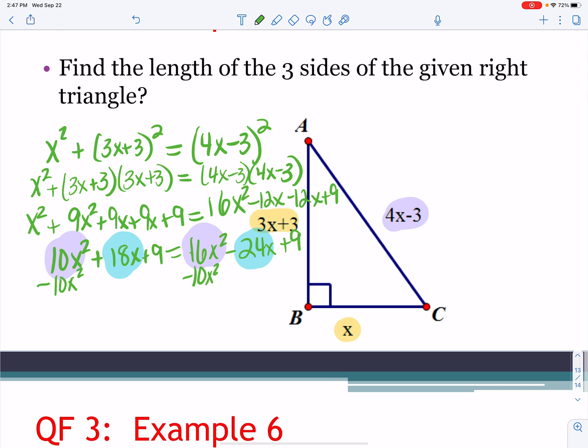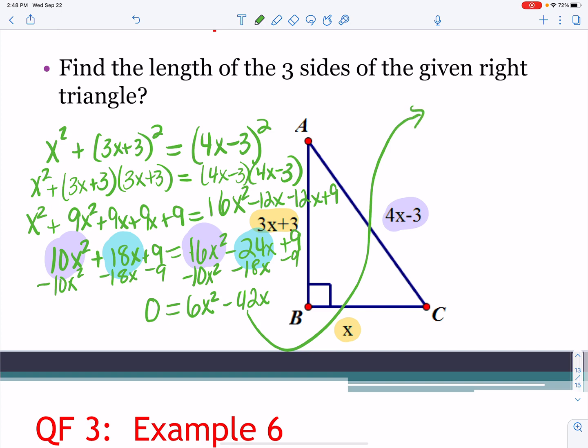So I'm going to minus 10x squared, and that gives me 6x squared. I'm going to minus 18x, minus 18x, and that gives me a minus 42x. And then I'm going to minus 9 and minus 9, and that gives me 0. Okay, so this is a lot like the one we did at the beginning. I'm going to come up here because I'm losing room. What kind of problem is this?